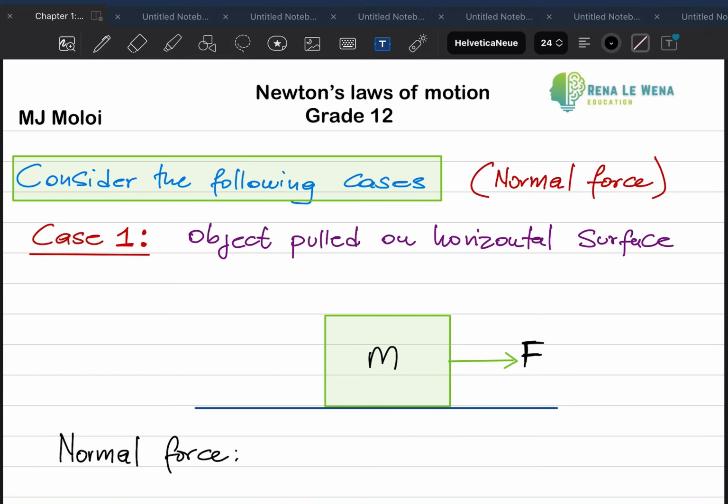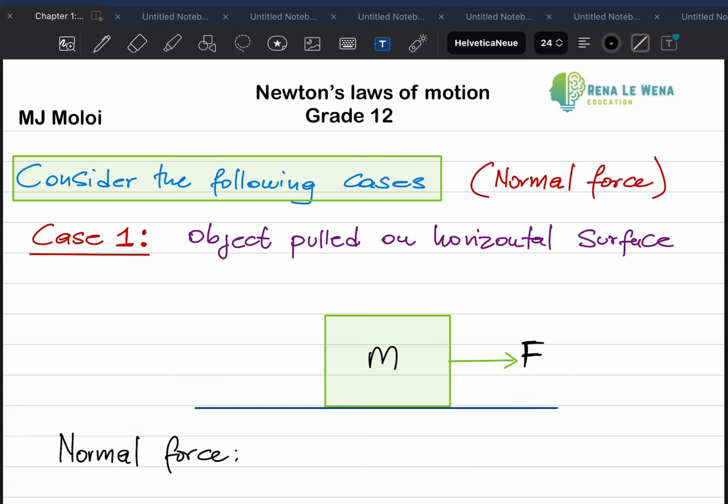Today we're going to discuss Newton's laws of motion, grade 12. Please consider the following cases. We're going to talk about normal force today, incorporating it with different cases. Case number 1, we have an object pulled on a horizontal surface. We want to know what is the normal force of this kind of object. Do we have normal force being equal to weight, or do we have normal force being equal to some component?